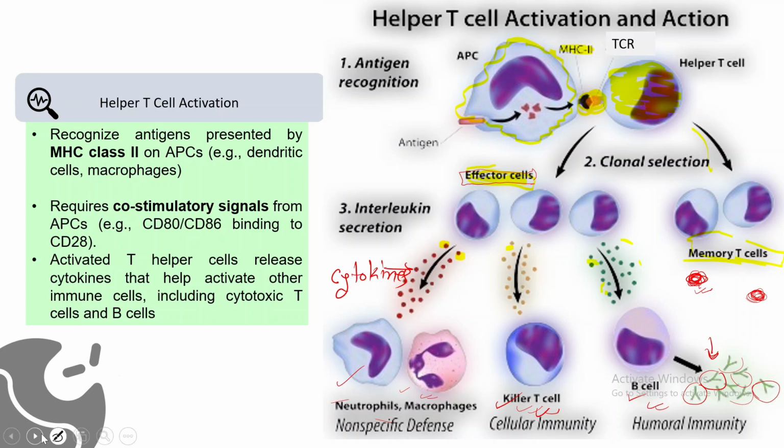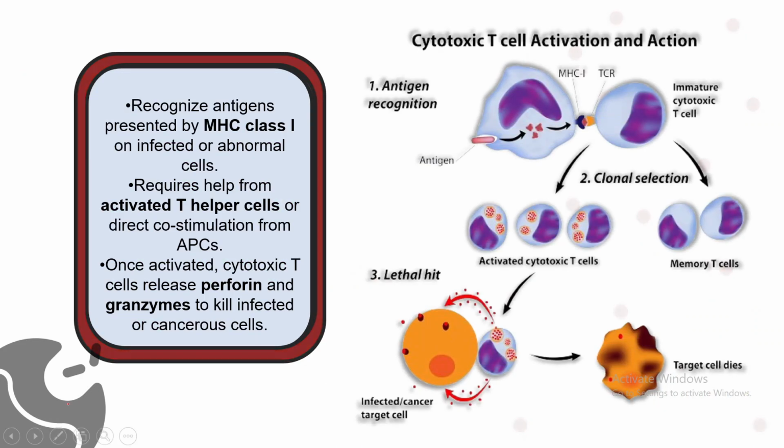Now let's see the cytotoxic T cell activation and its action. So here this is cytotoxic T cell. This cytotoxic T cell also contains a T cell receptor, and this cytotoxic T cell only recognizes the antigen from MHC class 1 molecule. This is basically restricted, or this is a constant thing. This can be changed in all types of organism.